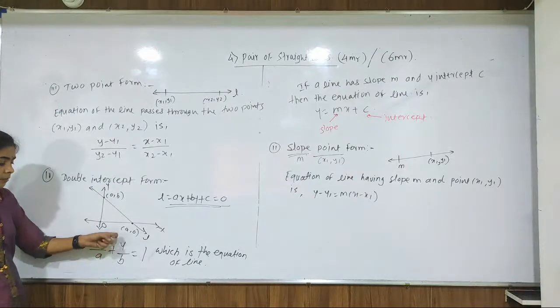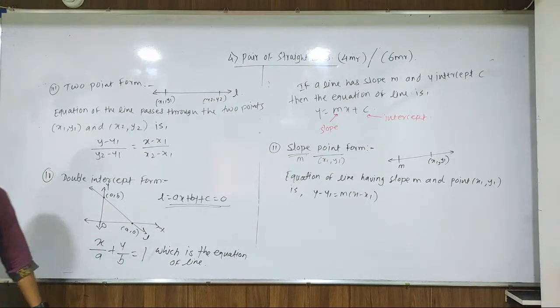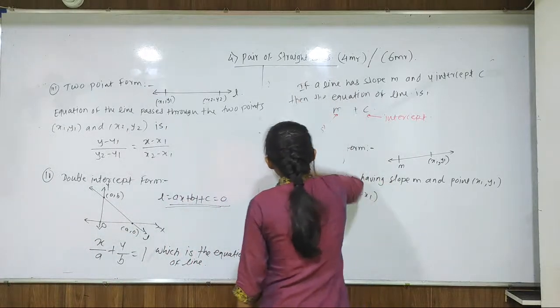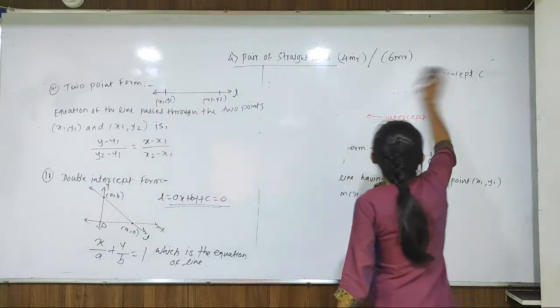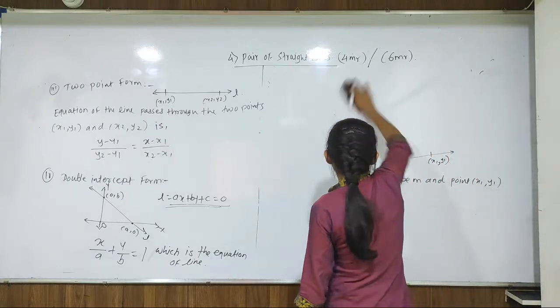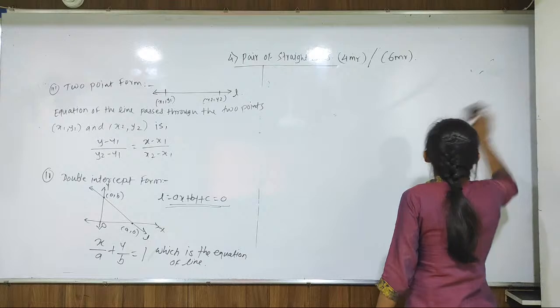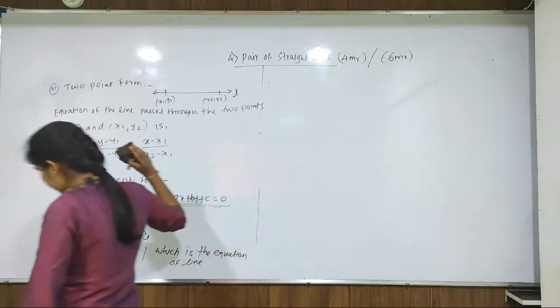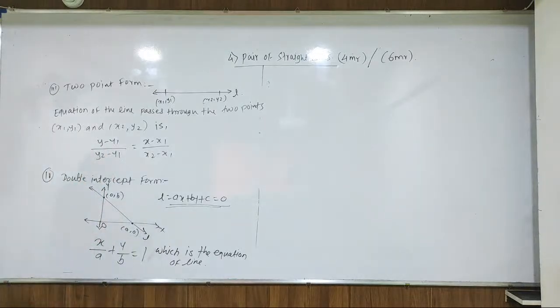x upon a plus y upon b is equal to 1. Understood? Which is the equation of the line: x upon a plus y upon b is equal to 1.